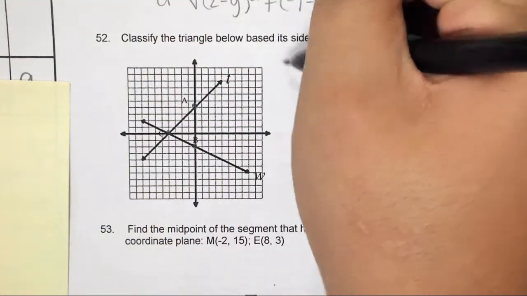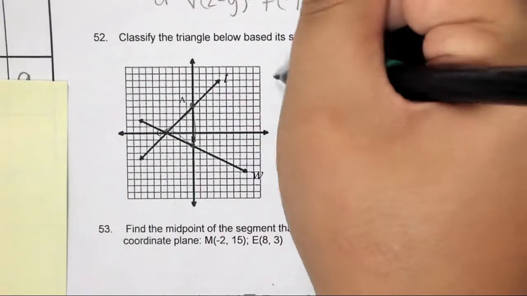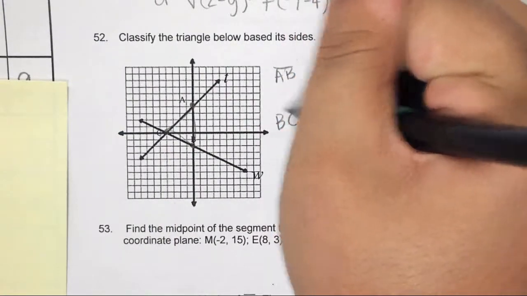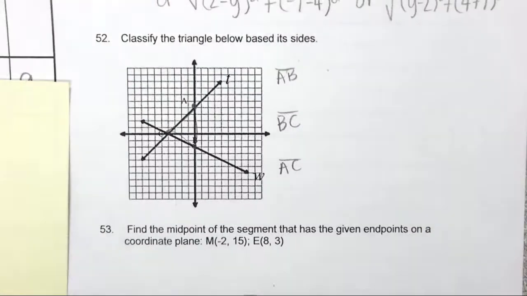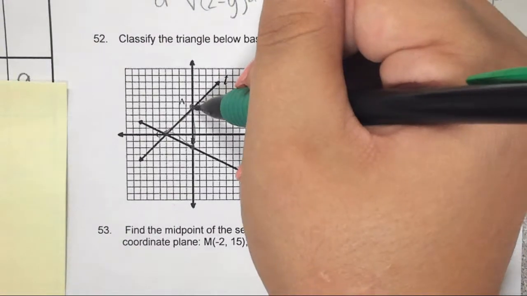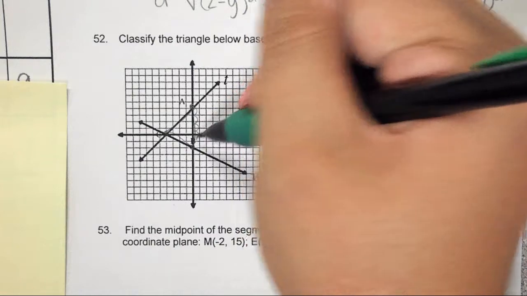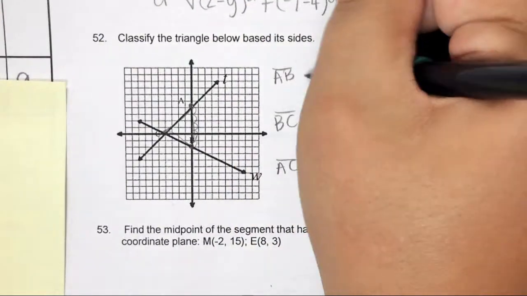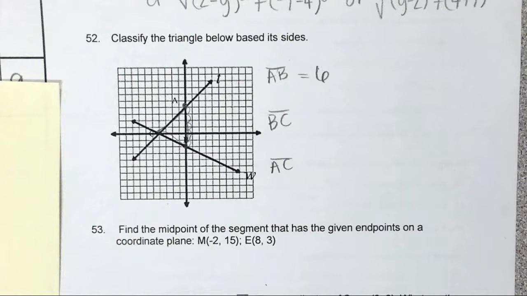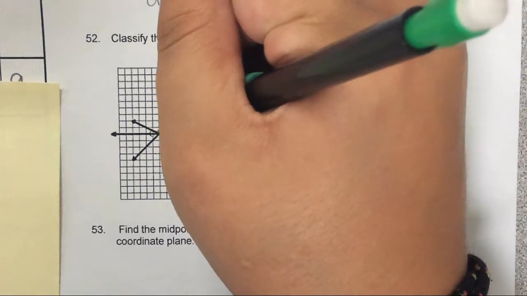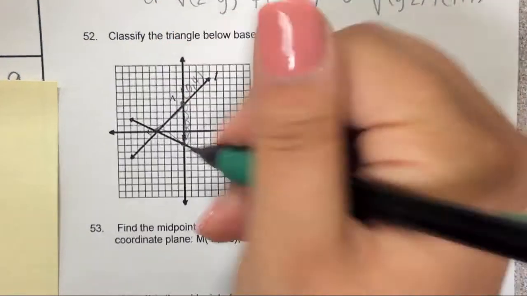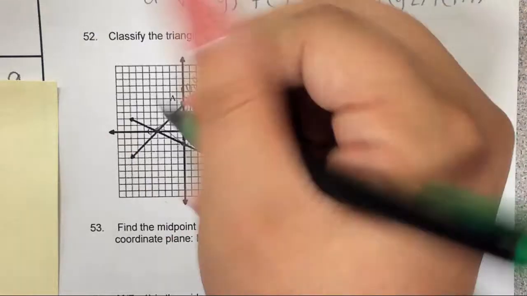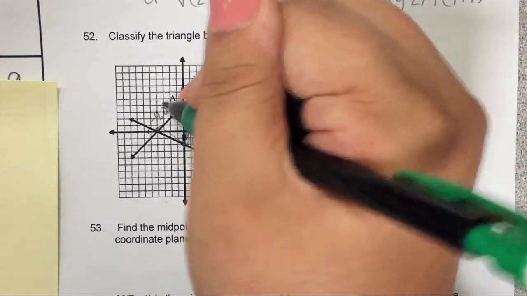All right, we got 3 more. We're almost done. If I want to classify this triangle, I have to know how far each side is. So AB, BC, and AC. AB is super easy because I can just count 1, 2, 3, 4, 5, 6, and that one's easy. For AC and BC, I actually have to figure it out. 1, 2, 3, 4. That's at 0, 4. That's at 0, negative 2. And that's at negative 4, 0.